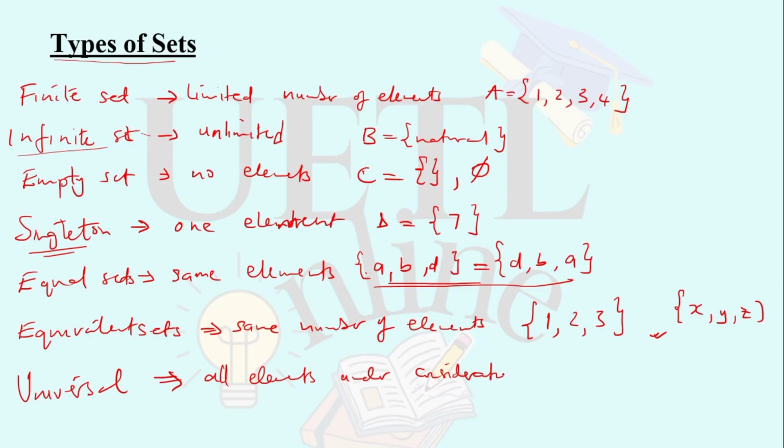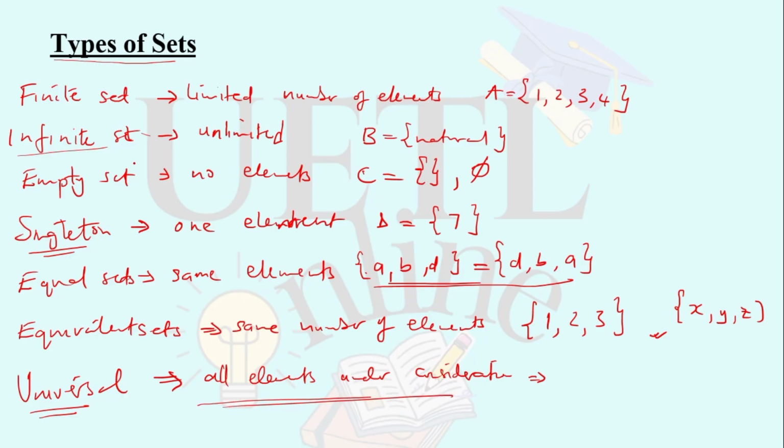Okay, in this case, let's say we are talking about alphabet letters. All alphabet letters fall under the universal set, and the subsets can contain vowels or consonants. But the universal set contains the alphabet. It contains all elements under consideration. We're going to see how we use the universal set and all these sets.